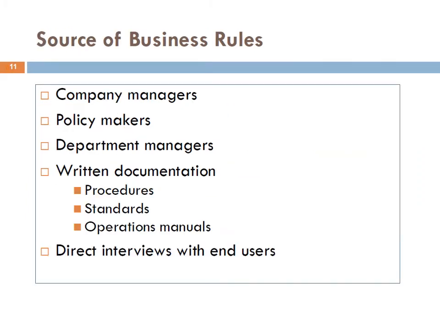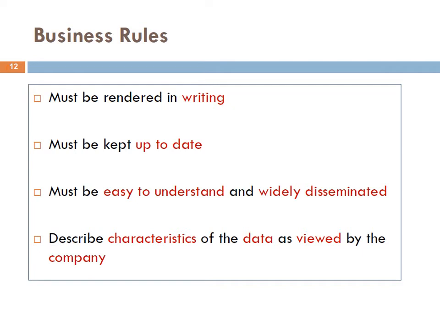Basically, the main sources of business rules are company managers, policymakers, department managers, and written documentation, for example from procedure standards and operation manuals. They can also be obtained from direct interviews with end users, which is the fastest way to get a direct source of business rules, right? Business rules must be rendered in writing, must be kept up to date, must be easy to understand and widely disseminated, and can describe characteristics of data as viewed by the company.